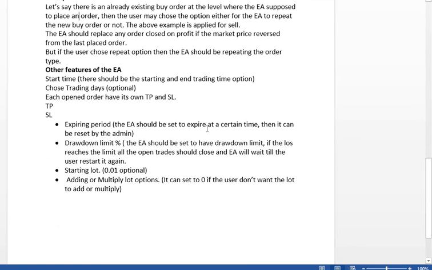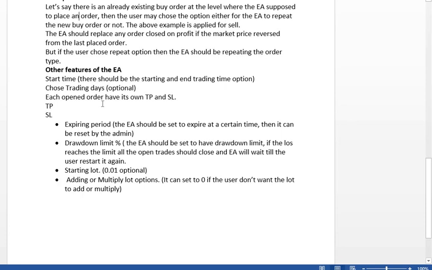Then we have other features on the EA. The EA should have a starting time. So that means there should be a starting time for the EA, and it depends on the user to decide on their starting time. For instance, it could be at the start of the market day or a certain period of the trading day. Then we have choose trading days. Yes, it could be from Monday to Friday, or you don't want the EA to trade on Fridays or whichever day.